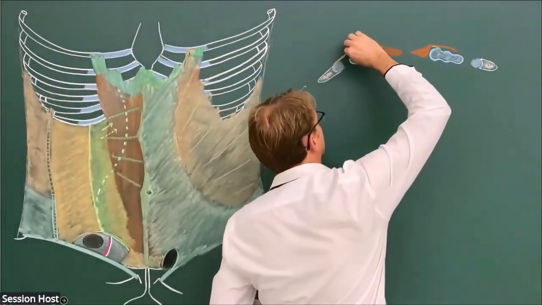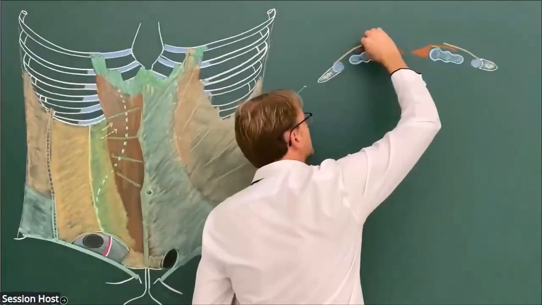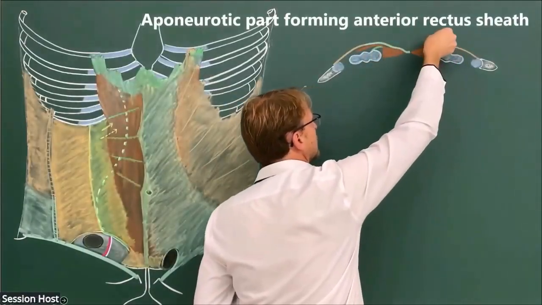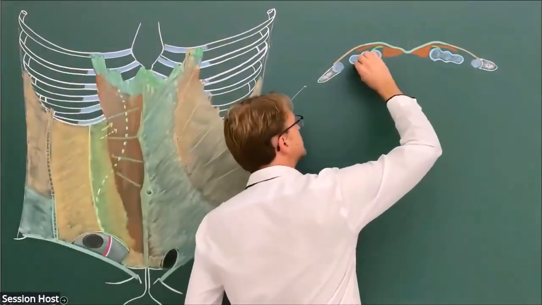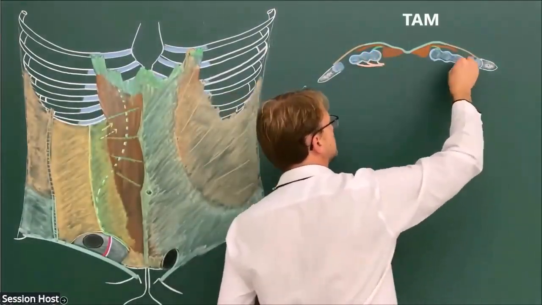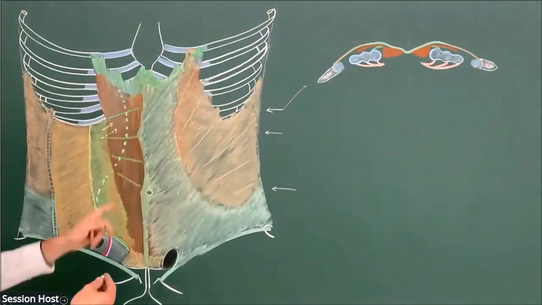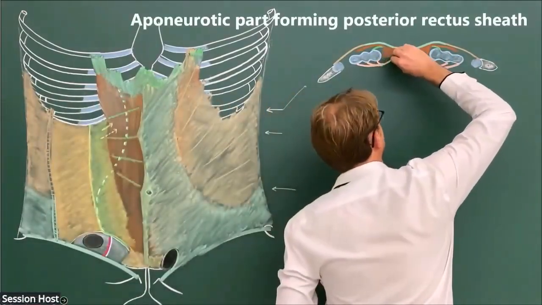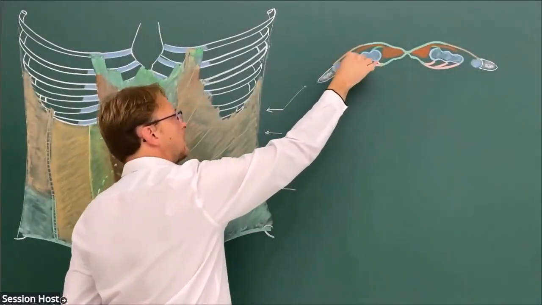External oblique muscle inserts in front of the last rib, like this. And this muscle again will form only the anterior rectus sheath like this from top to down. We cannot see the internal oblique muscle here. We will see only the transversus abdominis muscle inserting behind the last rib cartilage like this and forming only the posterior rectus sheath from top to down.